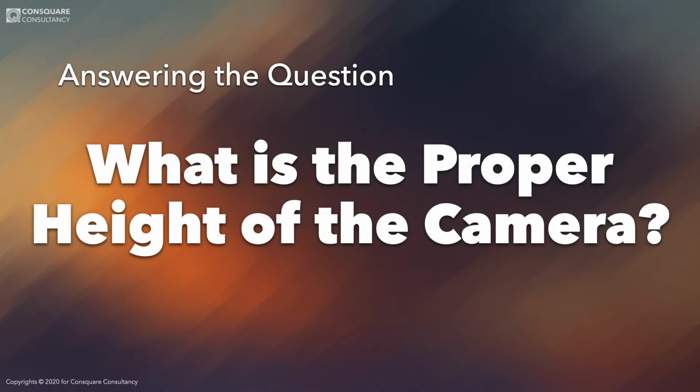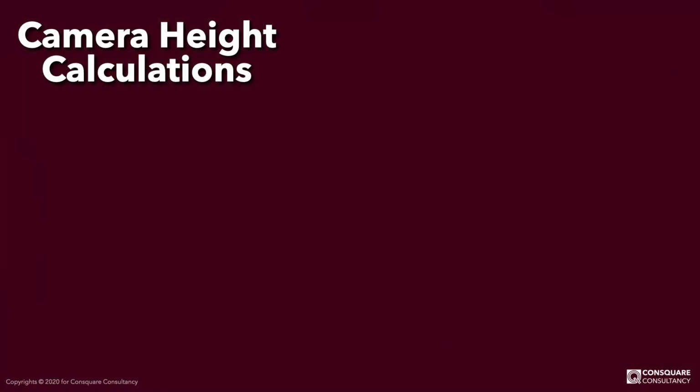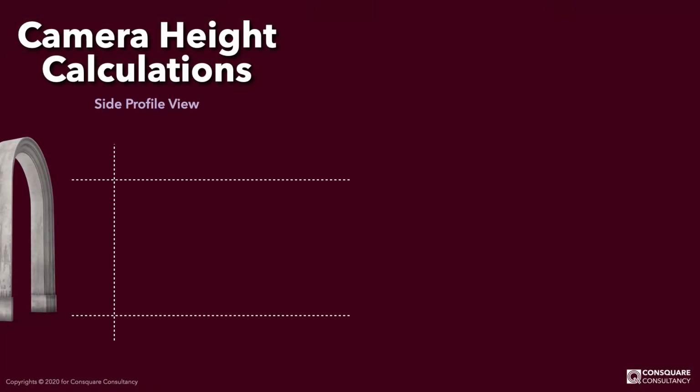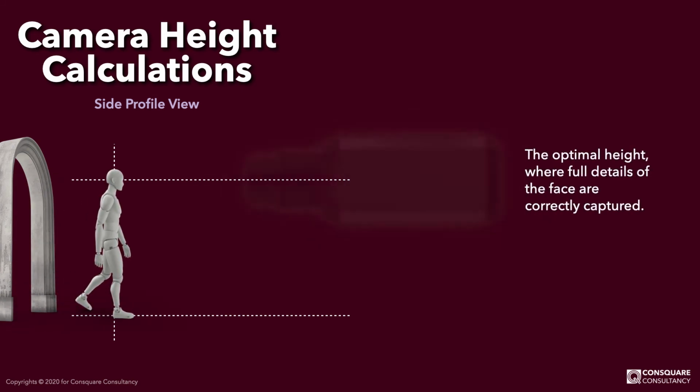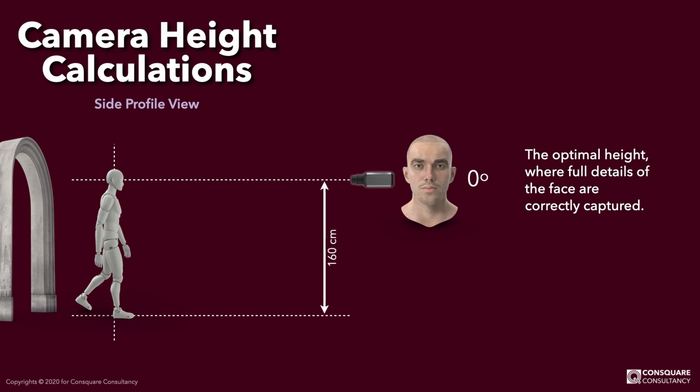Reaching the question. What is the proper height of the camera? Let us answer it. Please note this is a side profile view. This is the optimal height, exactly the same height of the target stature. The standard stature height is 1.6 meter. At this height, the tilt angle of the camera is 0 along the horizon. From this point, with this angle, the full details of the face are correctly captured.